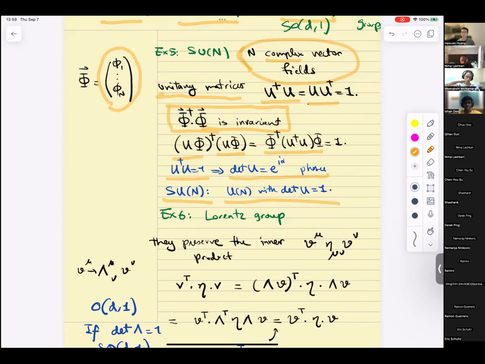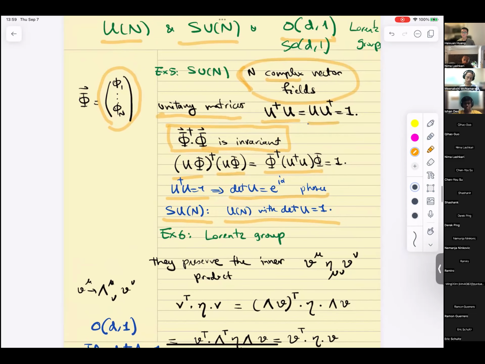All right. So here I'm representing it again as an internal symmetry, right? I don't have to, but I'm representing it as an internal symmetry.